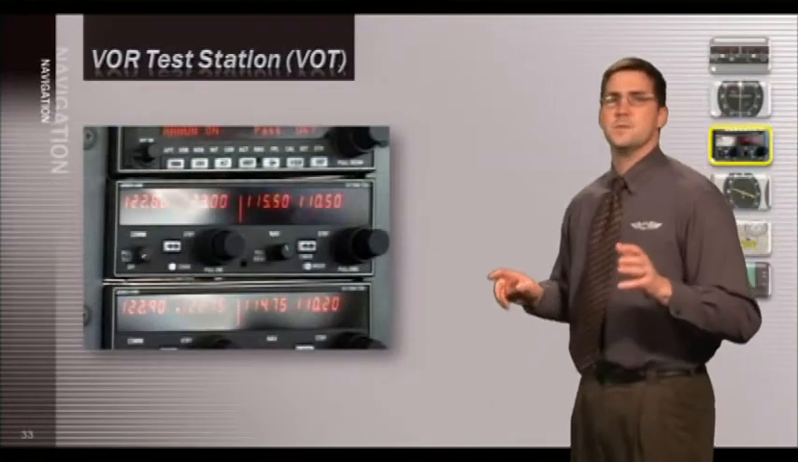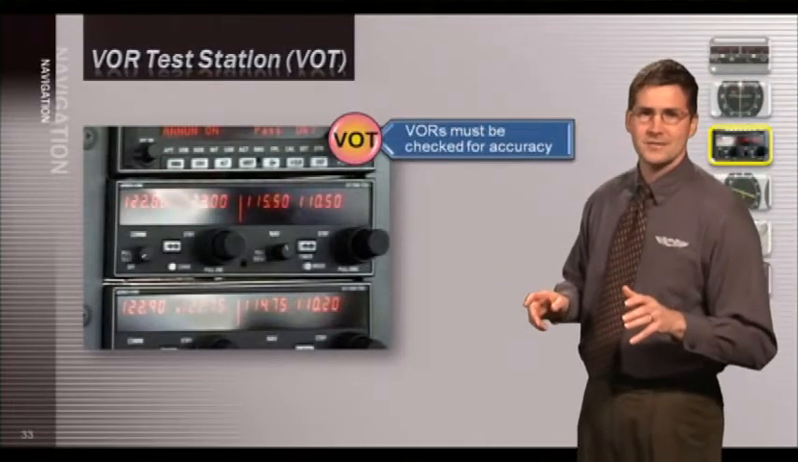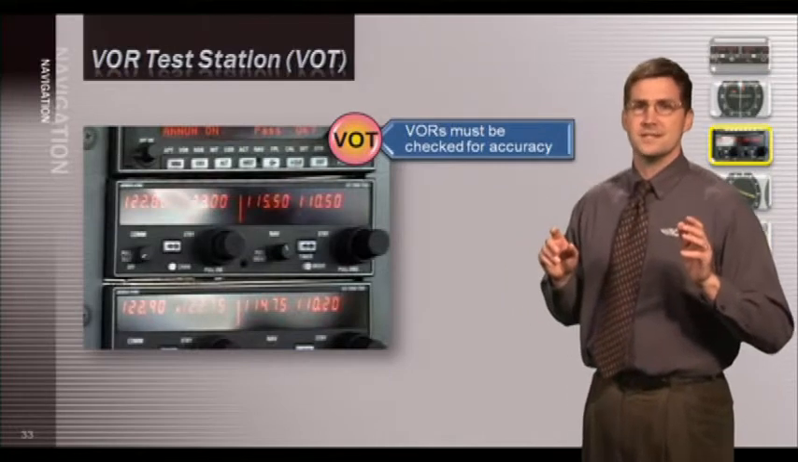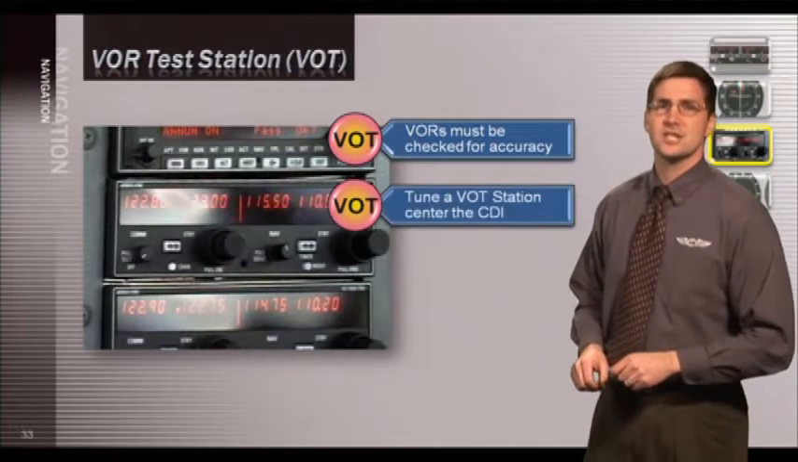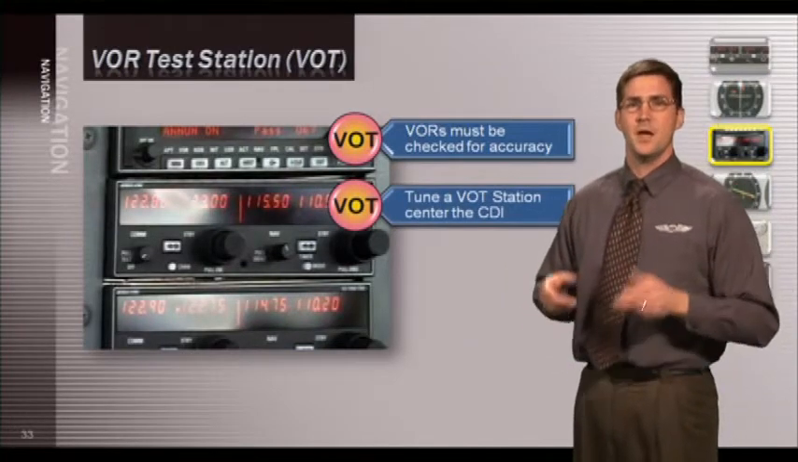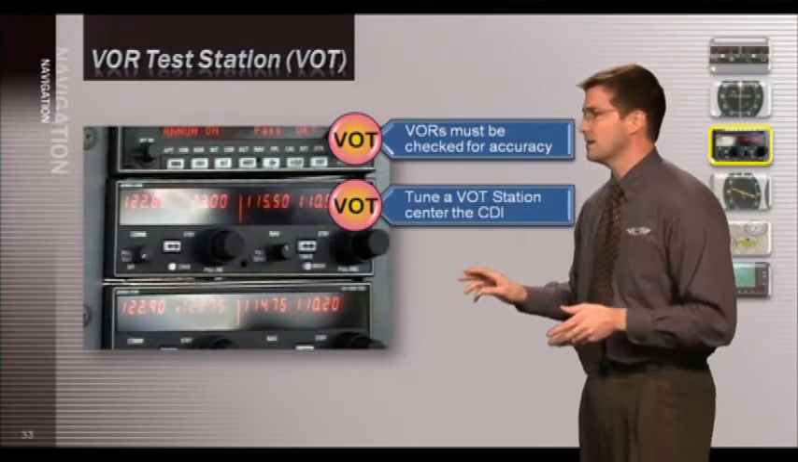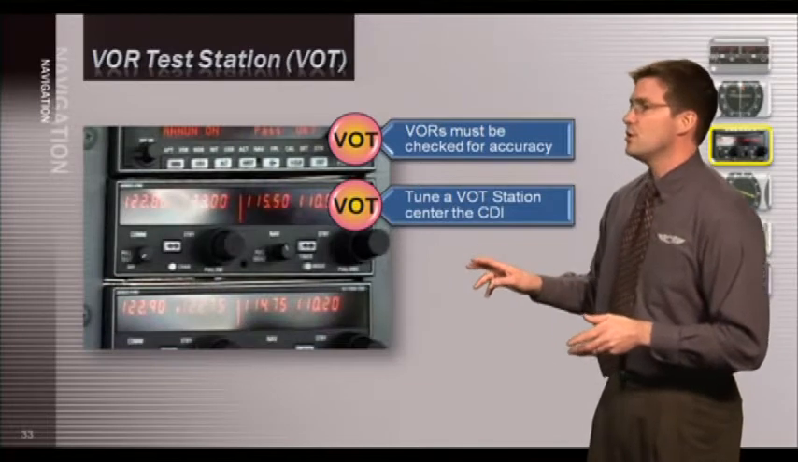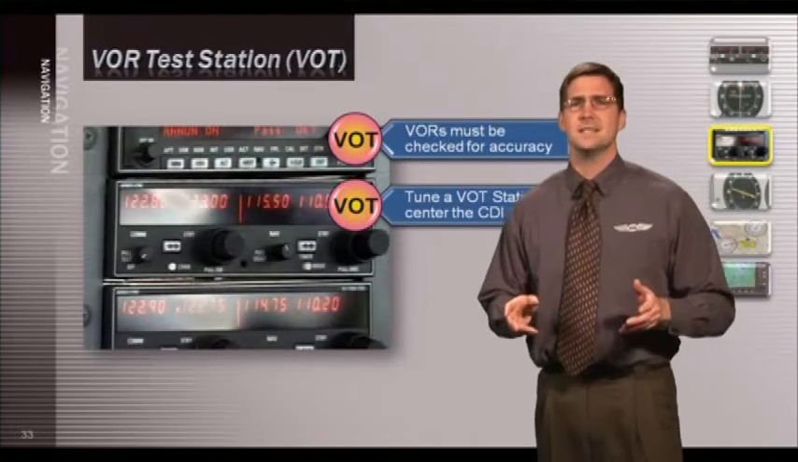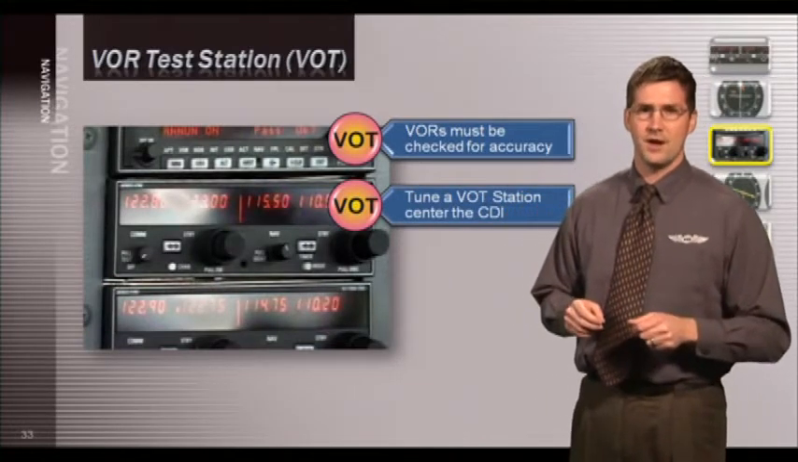Okay, next up, VOR test procedures. Back to the classroom with Josh. VORs also have to be periodically checked for accuracy. One method to do this is to use a VOR test station called a VOT. Airports using VOTs can be found in the Airport Facilities Directory. To use this service, tune your nav radio to the frequency listed and listen to the Morse code identifier.